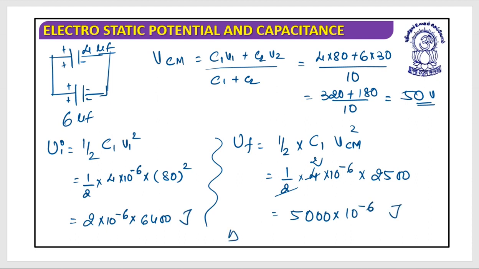The difference of UF and U initial is the change in energy. And if you want to find the loss, then calculate UI minus UF. I hope those things are clear to you. So can you solve this kind of stuff? Are you sure?